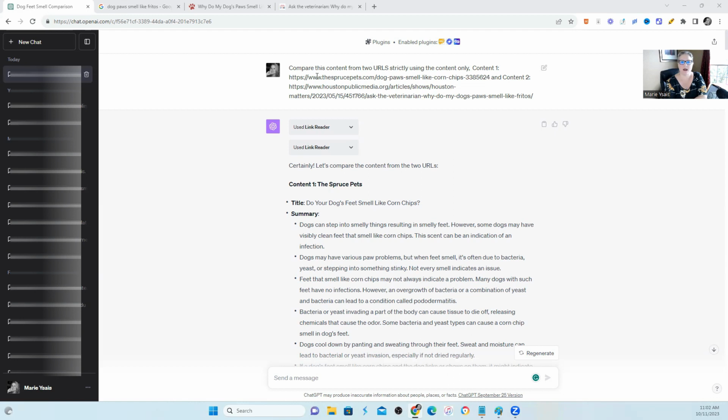have the paid version. I asked it to compare two pieces of content and I gave it the two URLs. One is from Spruce Pets and it's dogs' paws smell like corn chips. And the other one is from Houston Public Media and it's talking about why dogs smell like Fritos.